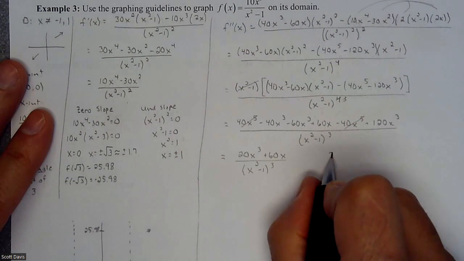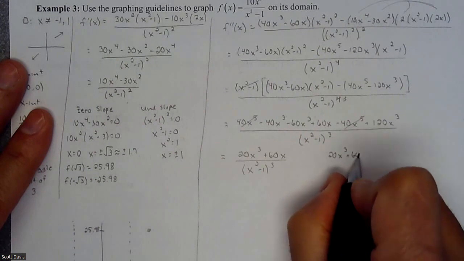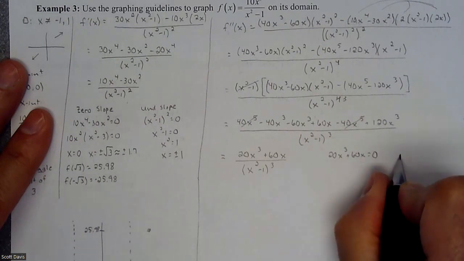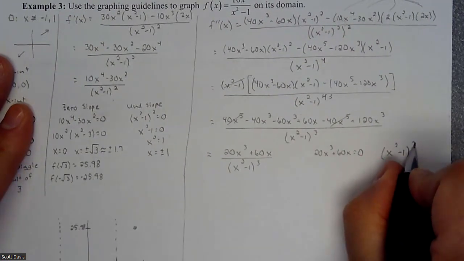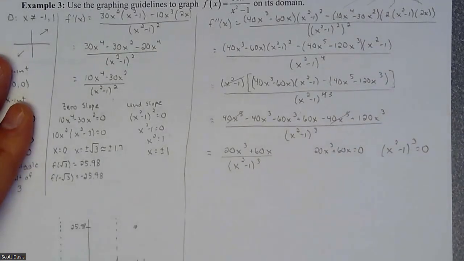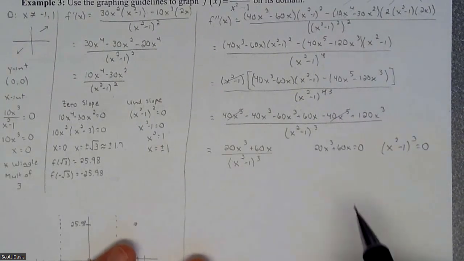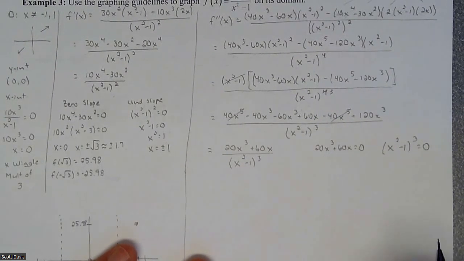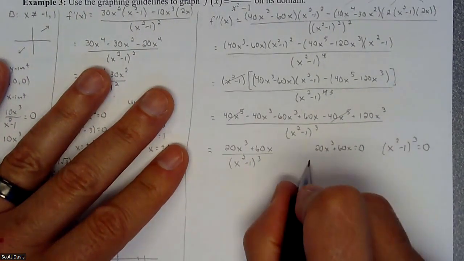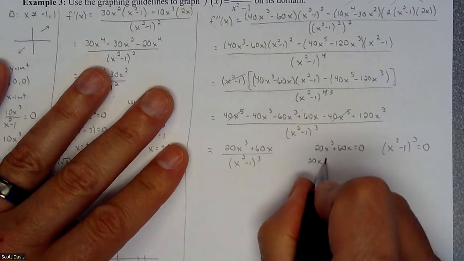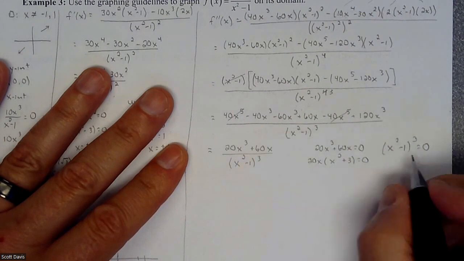We're going to take our numerator, set it equal to 0, and our denominator set equal to 0 for our critical numbers. 20x to the third plus 60x equals 0, and x squared minus 1 cubed equal to 0. So we're setting the numerator equal to 0 and the denominator equal to 0. The numerator set equal to 0 is going to find us some inflection points if there's a shift in concavity. And then these are just critical points to separate things out. So if we start to solve this, we have a 20x we can factor out, which would leave us with x squared plus 3 equals 0.